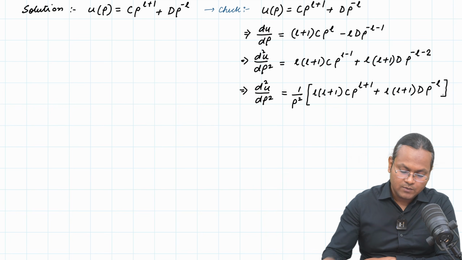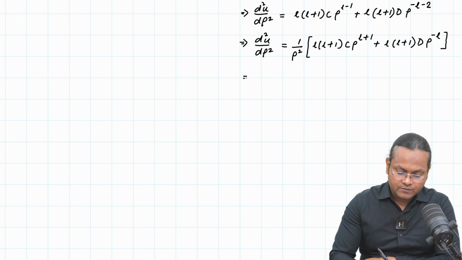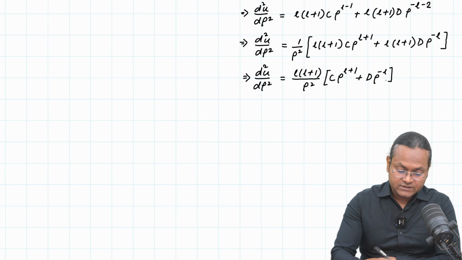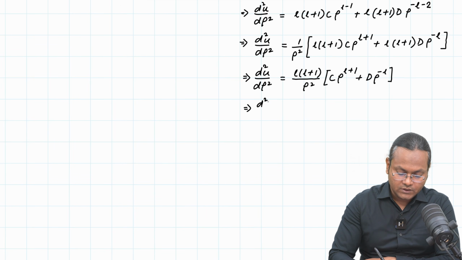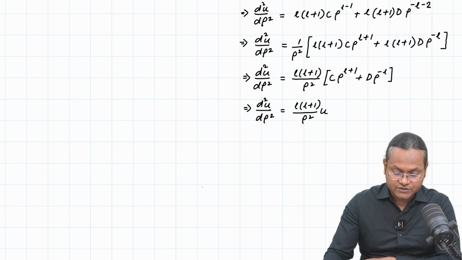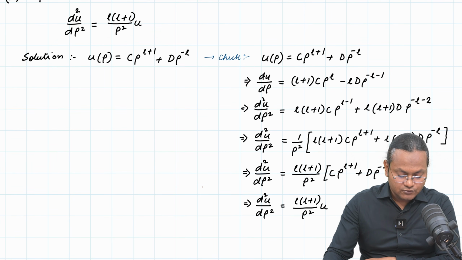So here again l plus 1 can be taken as common. So this becomes d2u upon d rho 2 is equal to l (l plus 1) is common upon rho square. We are left with C rho to the power l plus 1 plus D rho to the power minus l. So this is nothing but d2u upon d rho 2 is equal to l (l plus 1) upon rho square times u. There you have it. Using the solution, we have obtained the original differential equation. So therefore, we can use this as an acceptable solution for this particular differential equation.